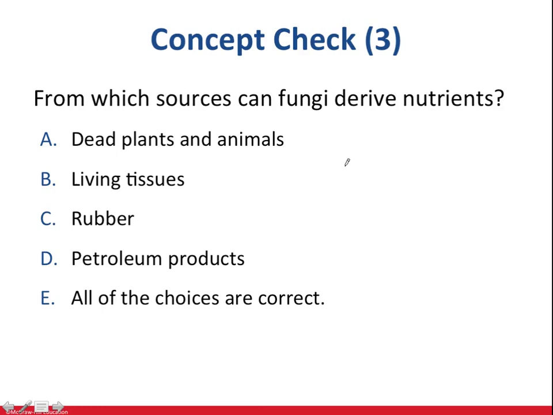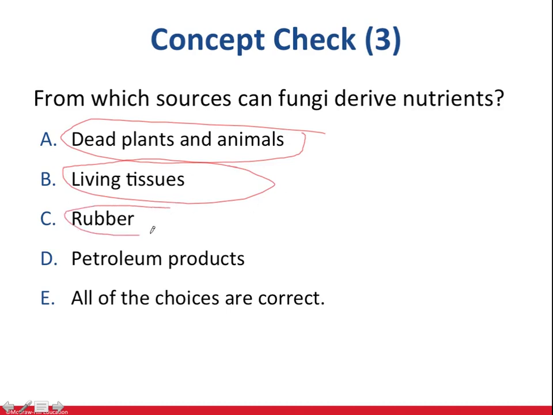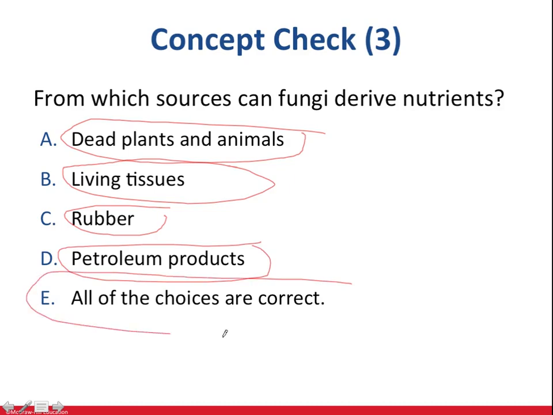So actually the fungi get their nutrition from organic materials, like plants, animals, or other organic substances. So let's see which of these answers are organic material. Dead plants and animals are organic material. Living tissues also are organic material. Rubber actually is one type of organic material. Petroleum is also organic material. So that means the answer is E, because fungi can be used by scientists to clean petroleum pollution.